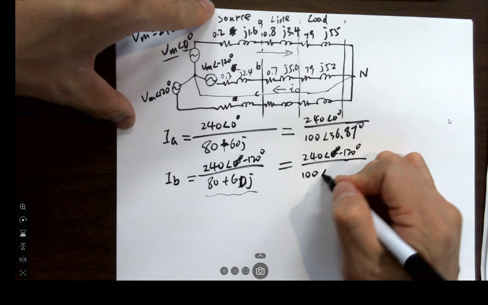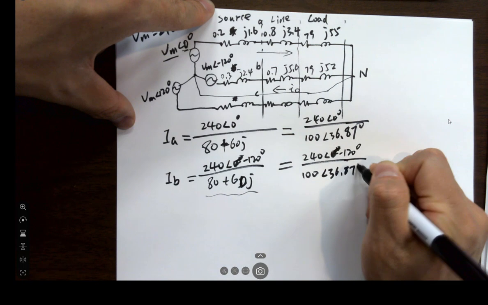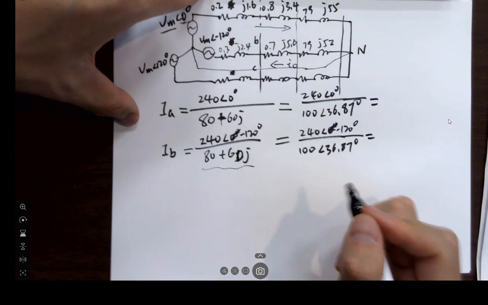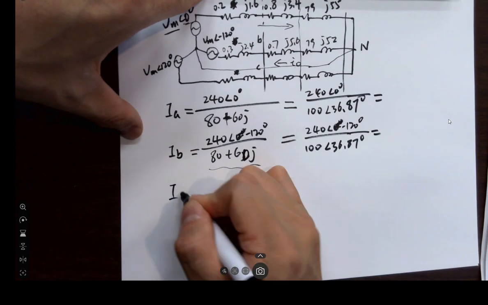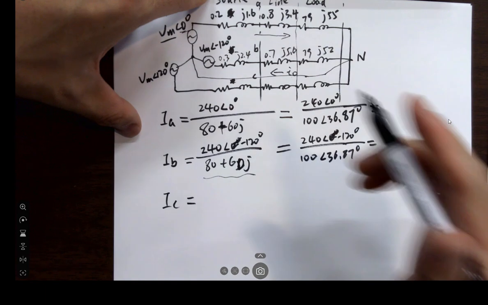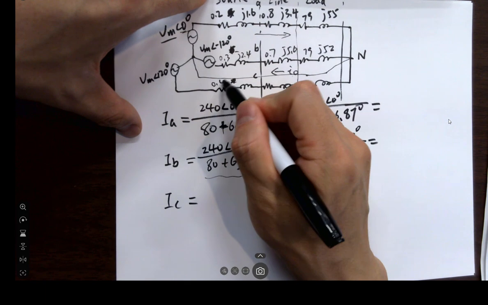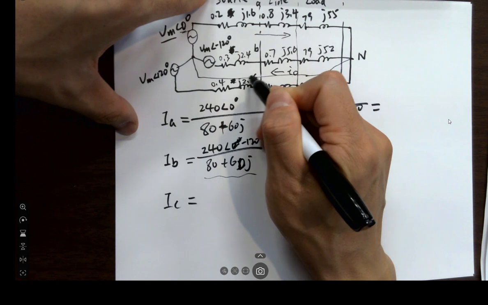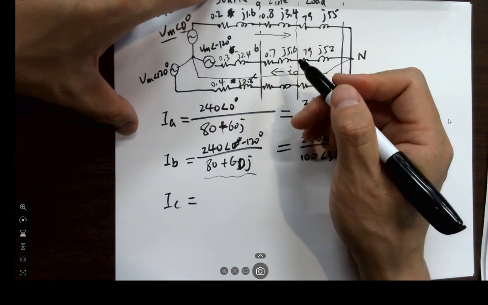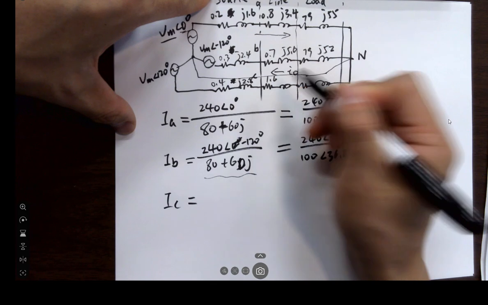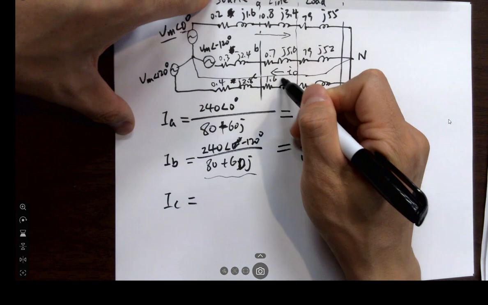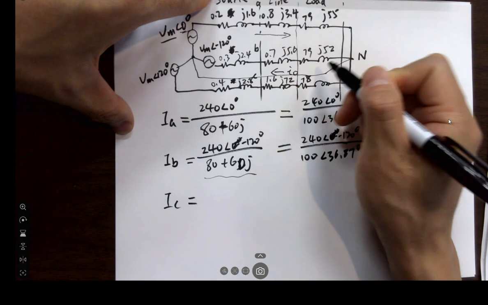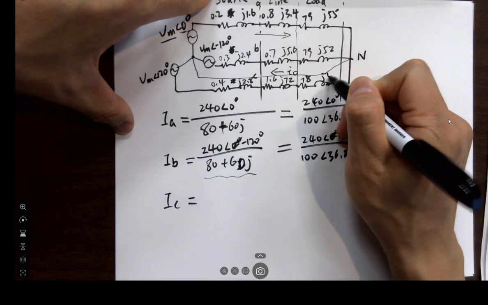But the impedance is the same, 36.87 degrees. We'll calculate all of them at once later, okay? So for IC, the C impedance is 0.4 here, J 2.8, 1.6, J 7.2, 7.8, J 5.0.